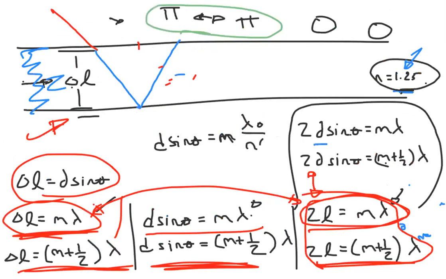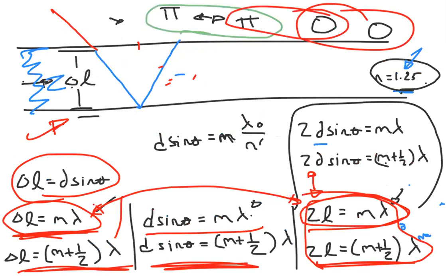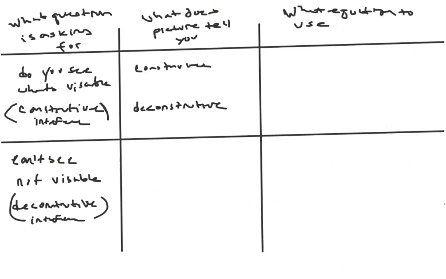Right? Pi or 0, 0. Those are constructive. When they're opposite, it's deconstructive. Again, you're going to have to make these decisions on the test. So if it doesn't make sense, you need to be asking questions, because you're going to have to do this on your own on the test. And it's going to have to make sense.